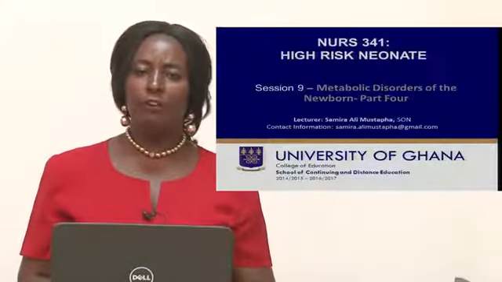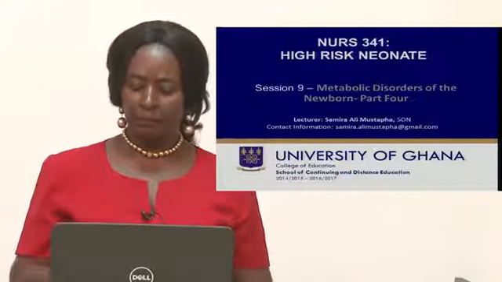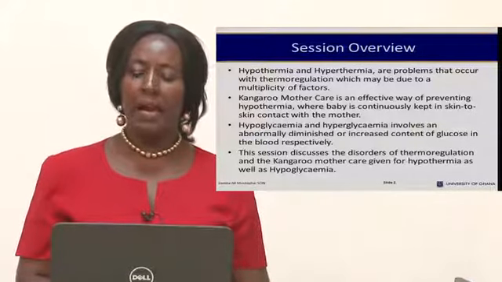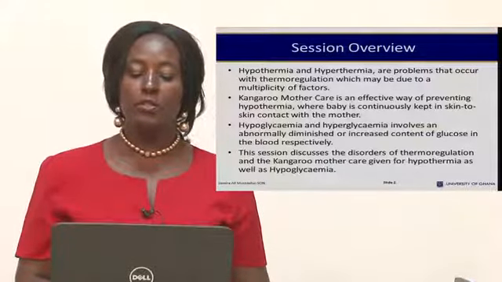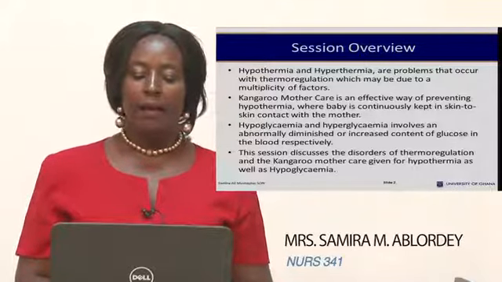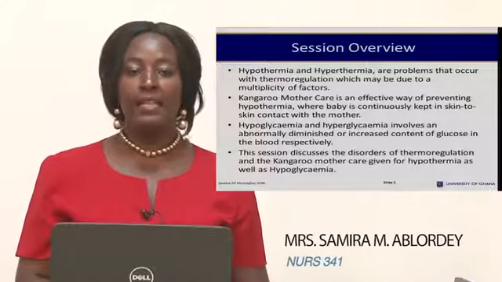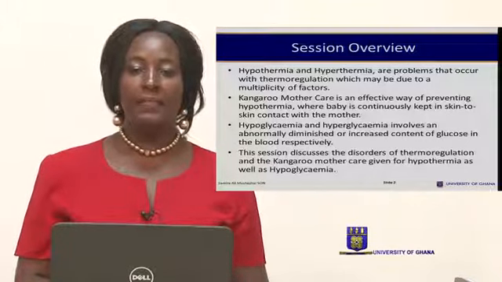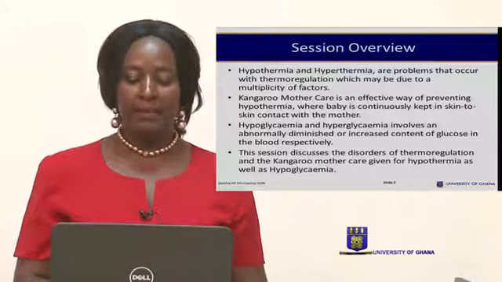Now we are looking at part 4 of our metabolic disorders of the newborn. Hypothermia and hyperthermia are problems that occur with thermoregulation, which may be due to multiple factors. Kangaroo mother care is an effective way to prevent hypothermia, where the baby is continually kept skin to skin with the mother.